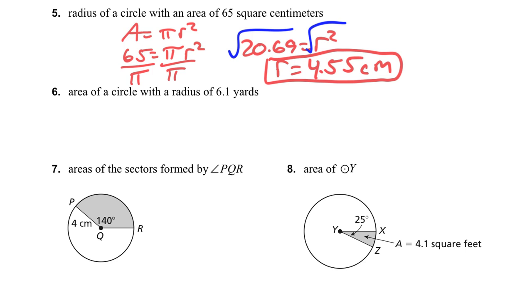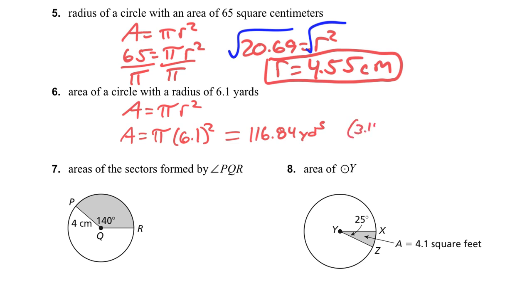Number 6, the area of a circle with a radius of 6.1 yards. Again, area equals pi r squared. Now they give us the radius, so area equals pi times 6.1 squared. Put all that in the calculator, and you are going to get 116.84 yards squared. Now that I got if I used 3.14 for pi.